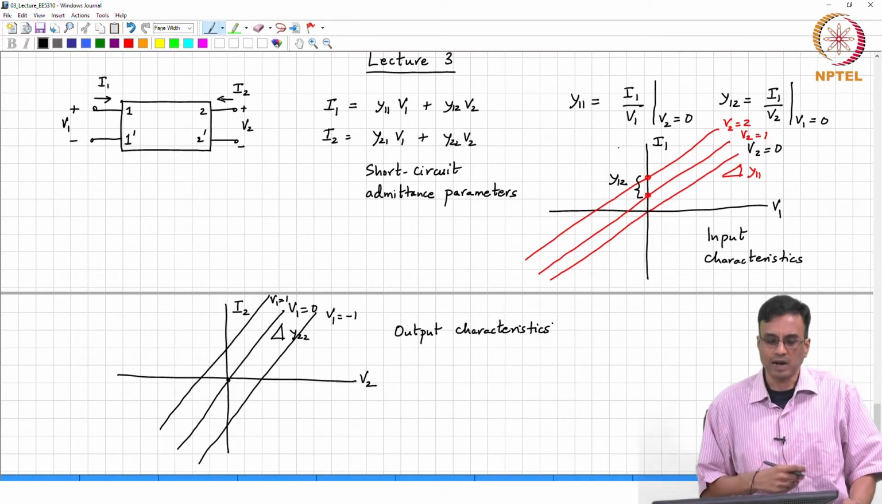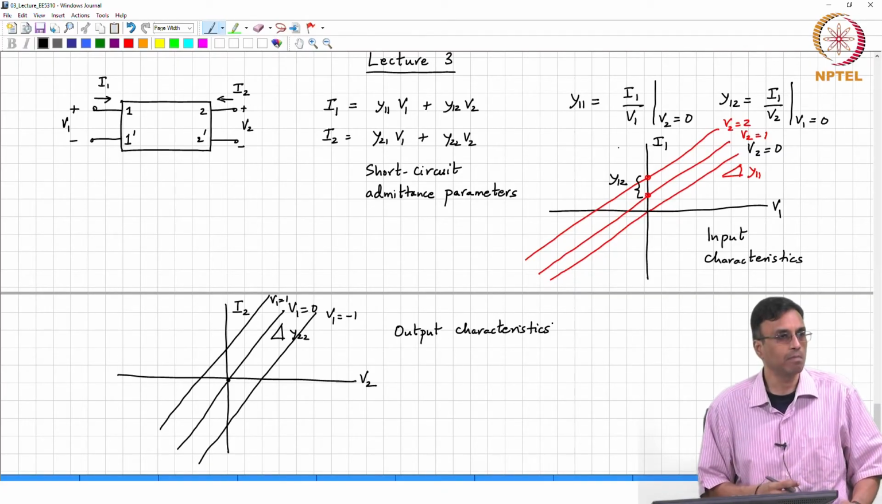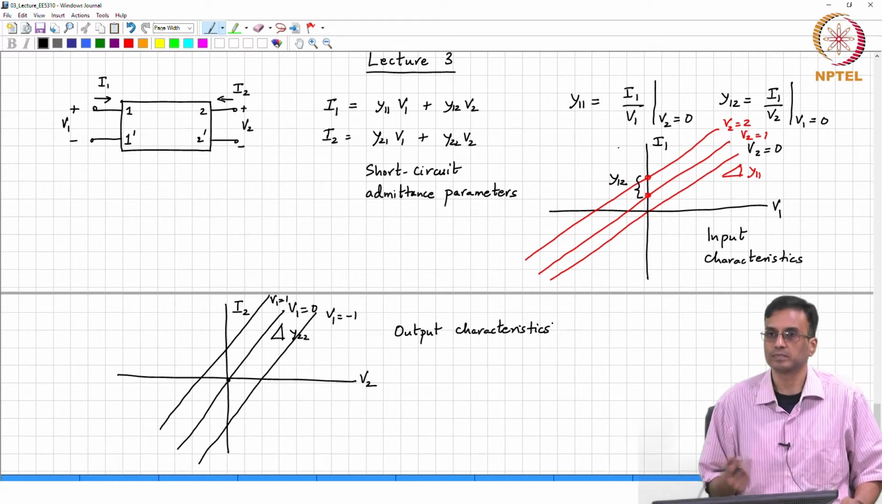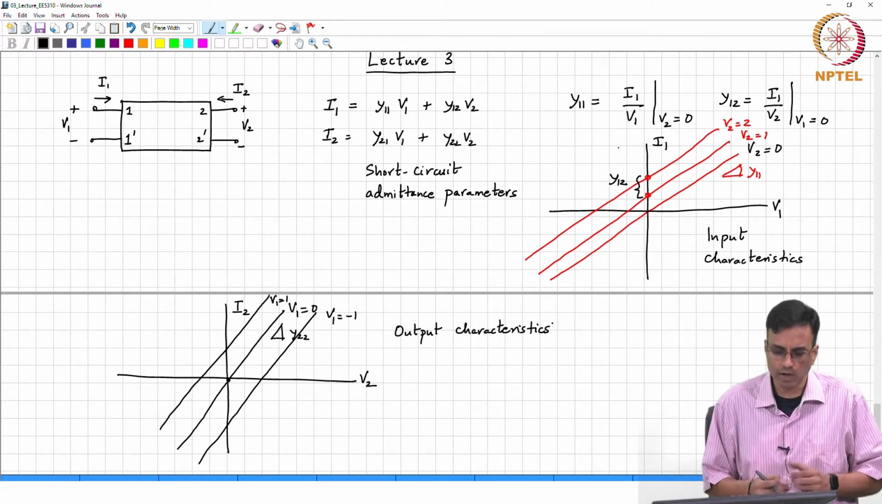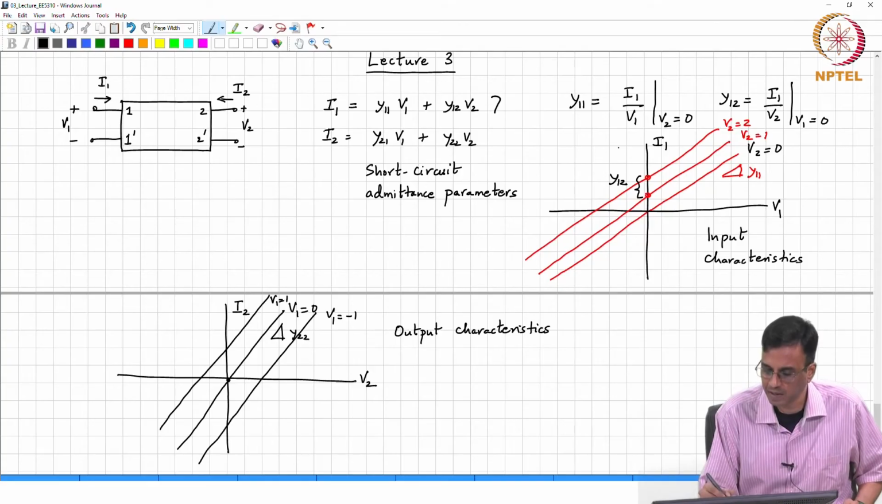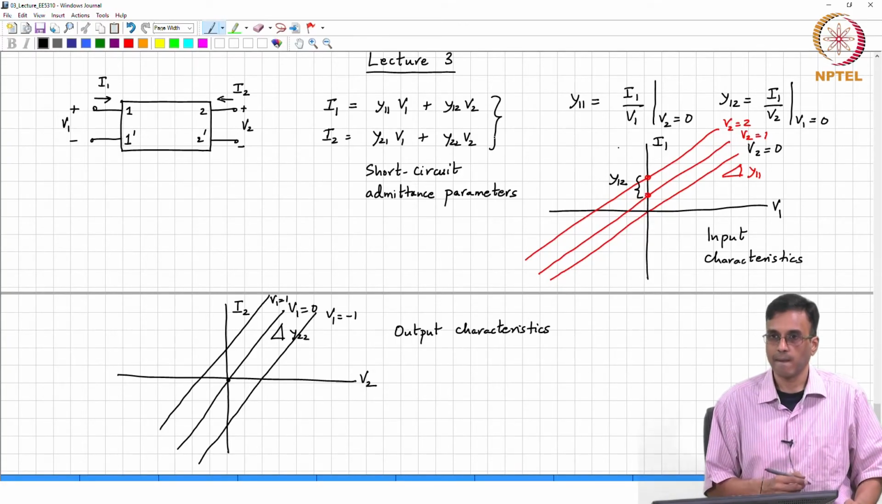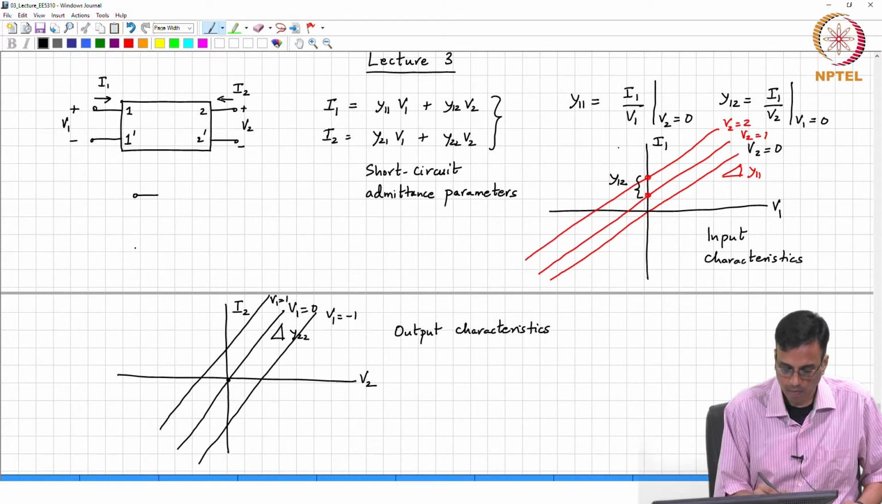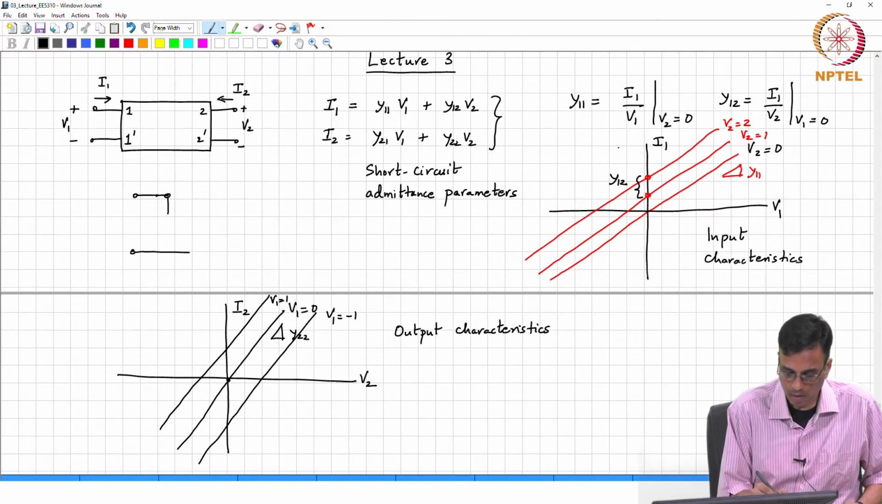Another way of depicting the same 2 port, not in graphical form but in circuit element form, like a network, is to express these equations in terms of network elements. How do we do that? Basically, you can represent these equations in this form.